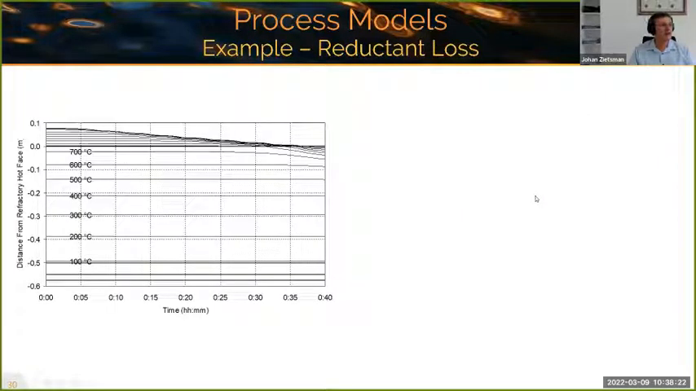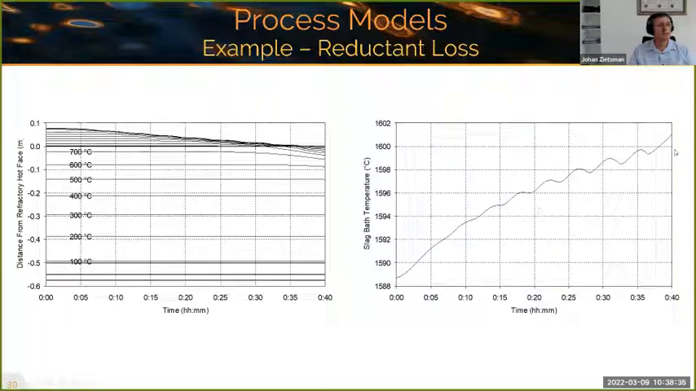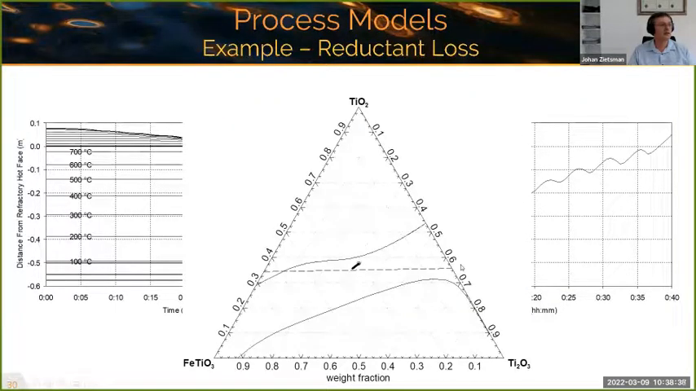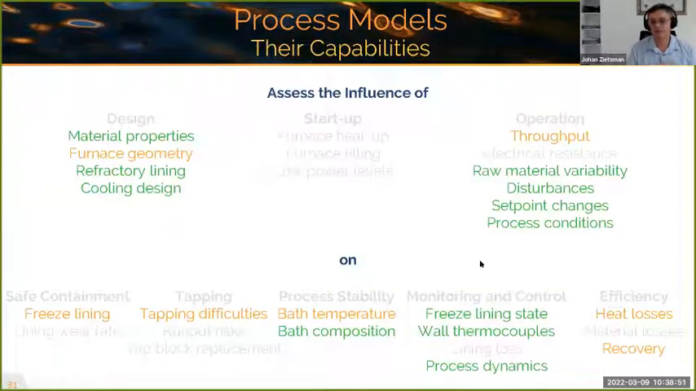If you just lose the reductant and the ilmenite keeps on flowing into the process, then you've got about double the time to respond, about 35 minutes before you damage your refractory lining. And in this case, the slag temperature also starts to increase. And because we are not reducing all the ilmenite that we're feeding anymore, we are moving towards the ilmenite corner of the phase diagram.